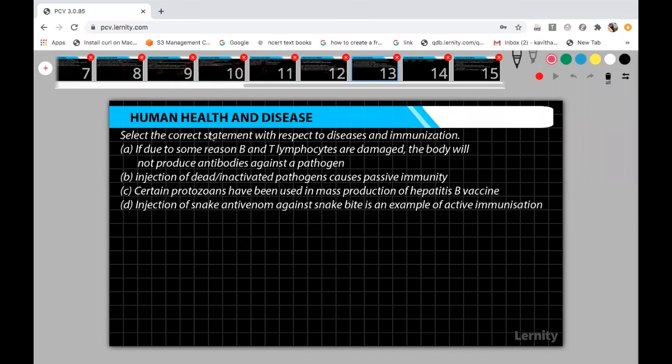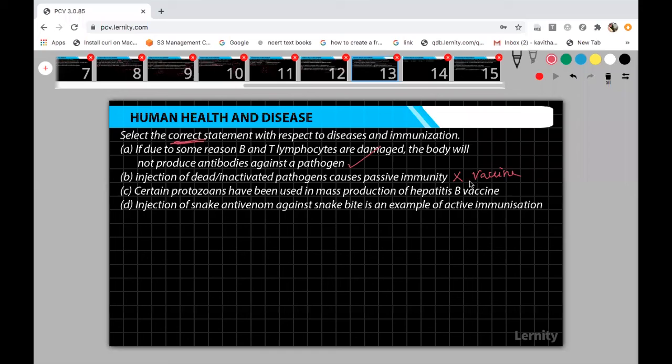Okay. 13th question. Select the correct statement with respect to diseases and immunization. If due to some reason B and T lymphocytes are damaged, the body will not produce antibodies against a pathogen. Is correct. Injection of dead or inactivated pathogen causes passive immunity? No, it will not. A dead or inactivated pathogen is a vaccine. It is not passive immunity.